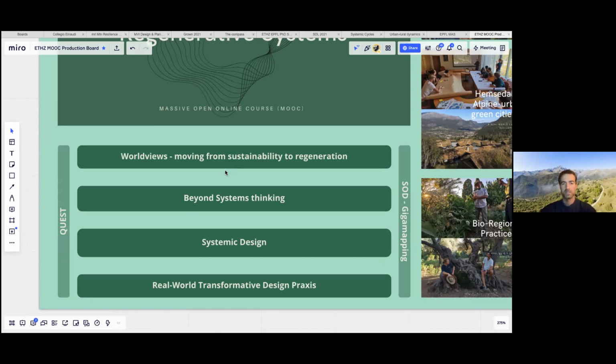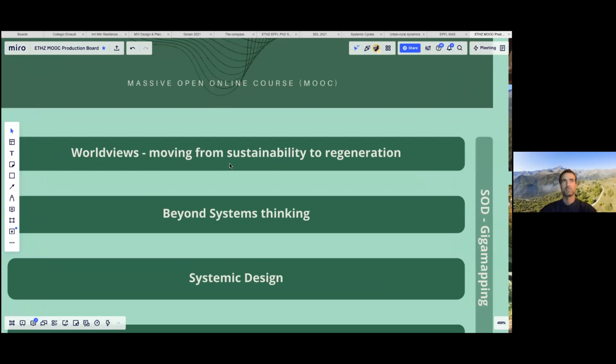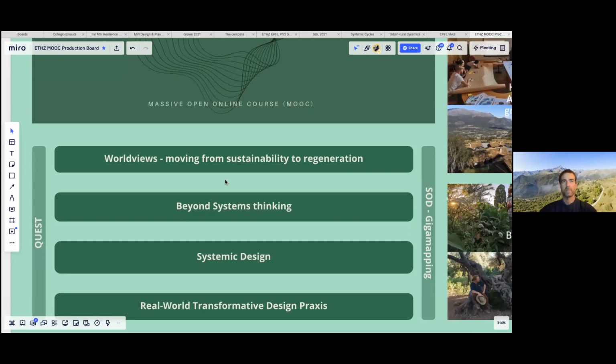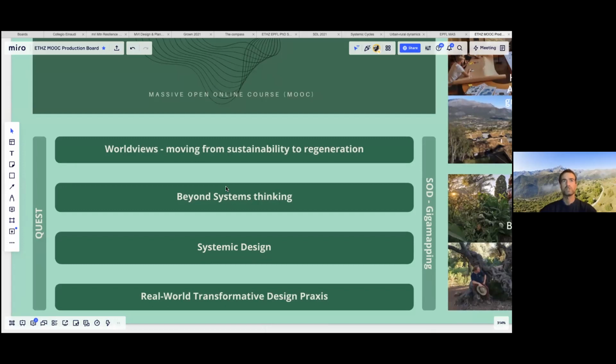There was the demand from working with edX, this organization, to have a short amount of work or week packages for participants. And so these 4 short MOOCs of 3 to 4 weeks, you can see the titles here. The first one is named Worldviews from Sustainability to Regeneration, which gives a lot of basic understanding, dealing with crisis and having a different understanding of these crises. I'm going into detail in a second. The second MOOC is called Beyond Systems Thinking. This is what we are talking about today.